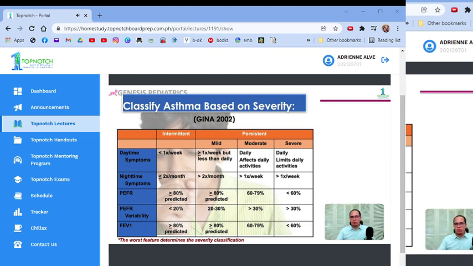And here are the parameters that you measure. Okay, the daytime symptoms, nighttime symptoms, your peak expiratory flow rate, your variability, the difference, okay, between your peak flow in the morning and at night. Okay? And your forced expiratory volume, FEV1. Okay? So please do memorize this. You really just need to memorize the nitty-gritty details.